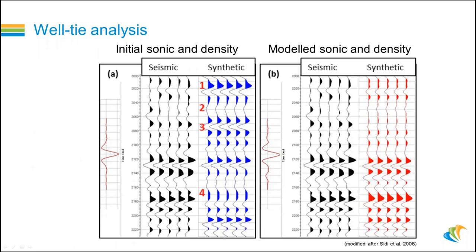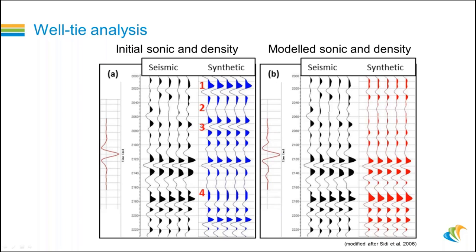This is another example. I take it from CD et al. 2006. Here you see I have some initial sonic and density logs, and I have some modeled logs. The same logs are modeled. Here you see there are four intervals that have problems, and you get a mismatch between your synthetic and your measured seismic.